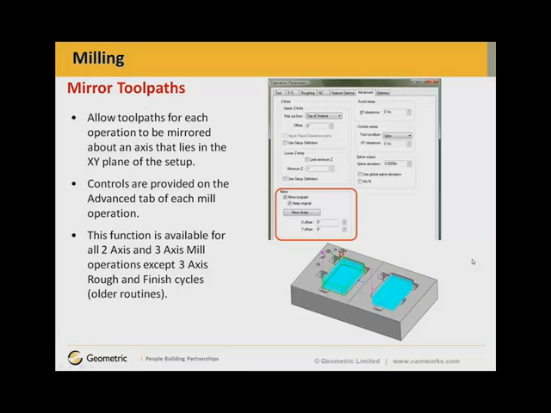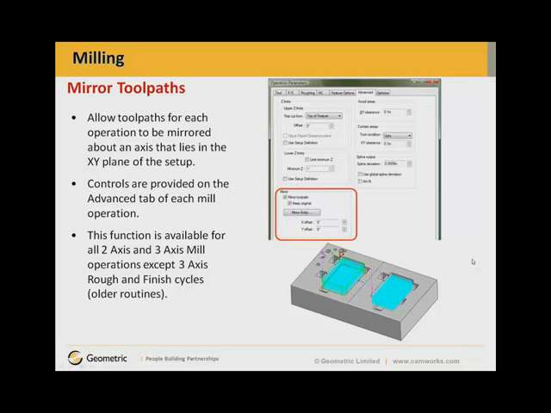I would like to point out a couple of items about the mirror command. First of all, it's available in our 2-axis and 3-axis, with the exception of our older 3-axis strategies. Secondly, when you use this command, climb milling becomes conventional milling, and vice versa. So if you're using conventional milling, and you use the mirror command, it then becomes climb milling.